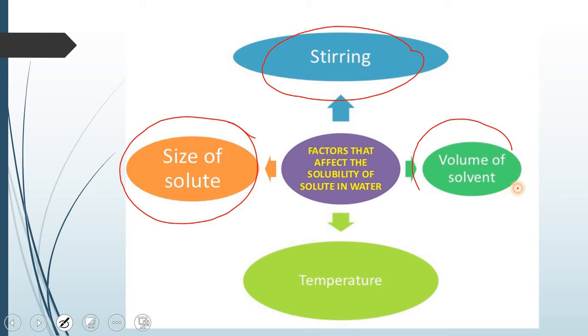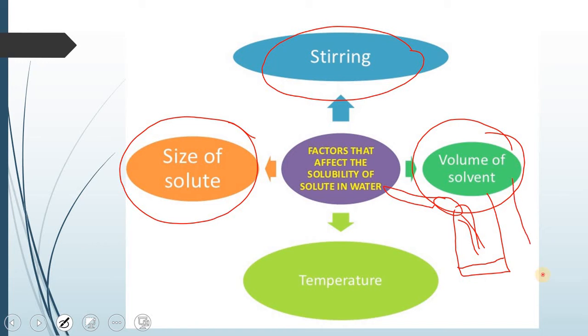And also we have here volume of solvent. If you have a little bit of volume, for example when you're making a tea, and you only use maybe 10 ml of water, and you want to dissolve 1 tablespoon of sugar, it will take a longer time for you to dissolve the sugar. But if you have a higher volume of solvent, for example you have more water, then it will be much faster for you to dissolve your sugar.